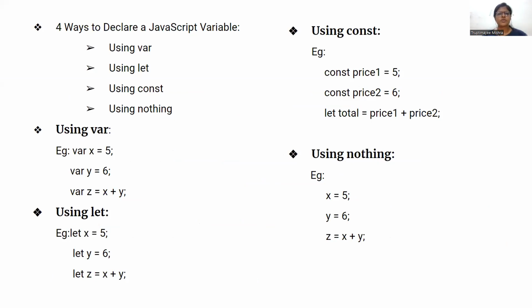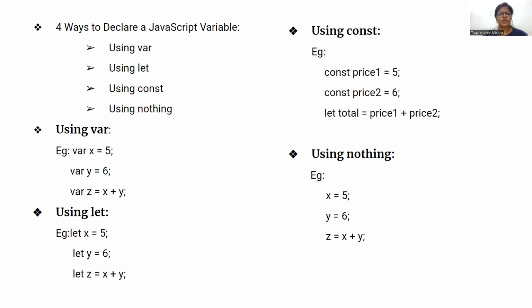So there are 4 ways to declare a JavaScript variable. First is using var, using let, using const, and using nothing. Using var, the example is var x equal to 5, var y equal to 6, var z equal to x plus y. Using let: let x equal to 5, let y equal to 6, let z equal to x plus y.